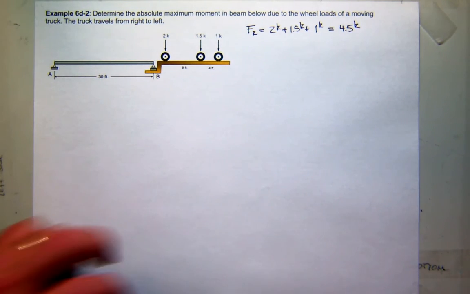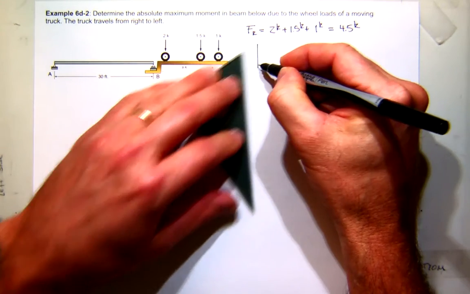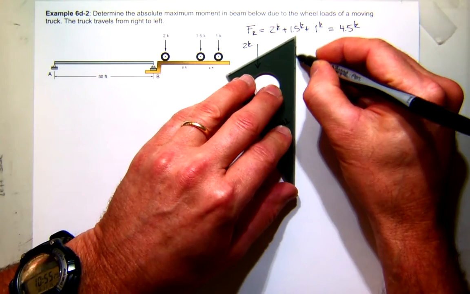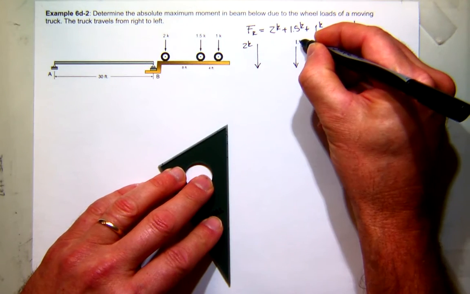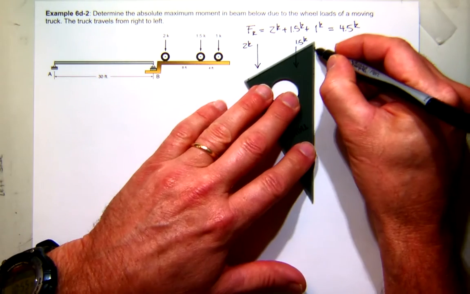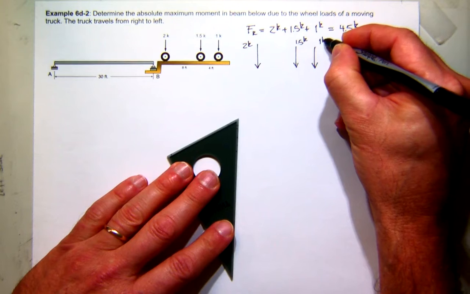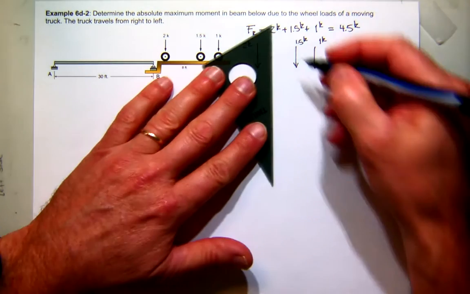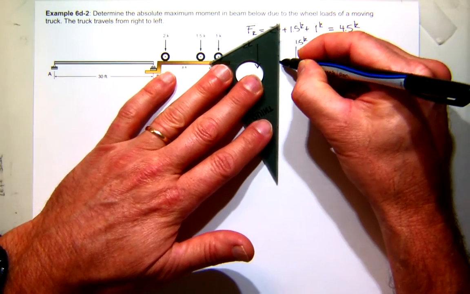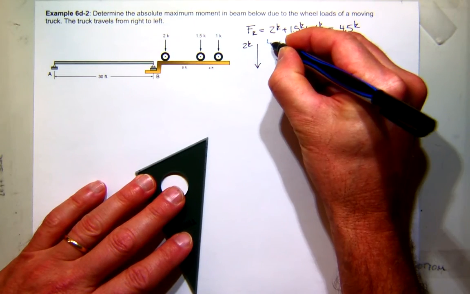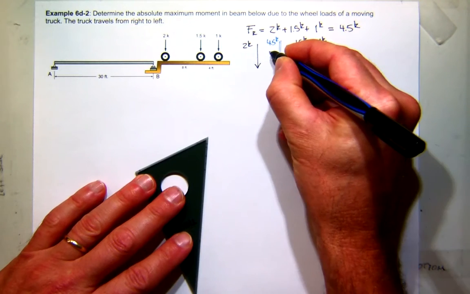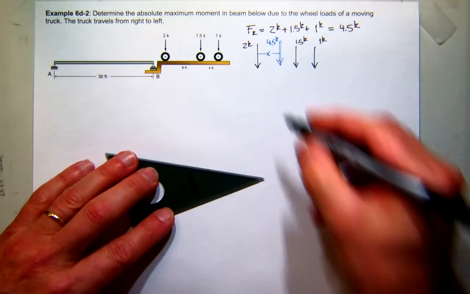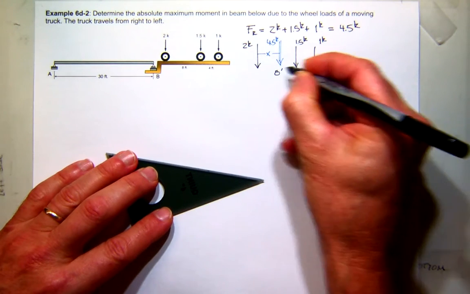Now I need to find its position. So again, I'll try to help myself out. I'll make a little sketch. So there's my 2 kip, my 1.5, and the trailer. And then I'm going to imagine my resultant force, which is 4.5 kips at some distance x from the lead. I know my other distances are 8 and 4.